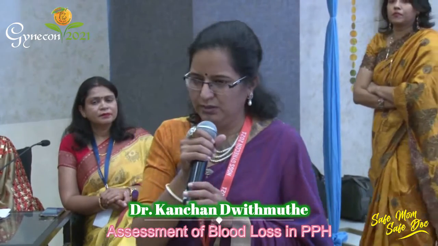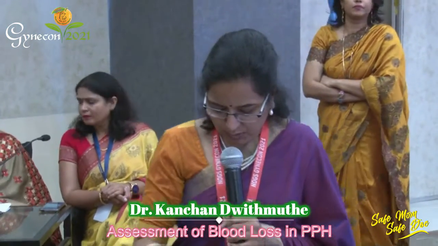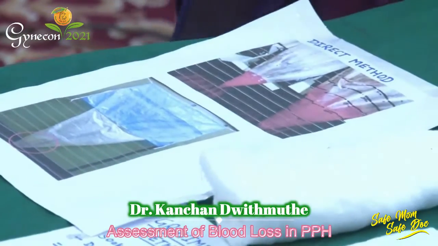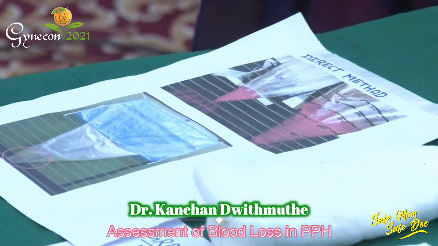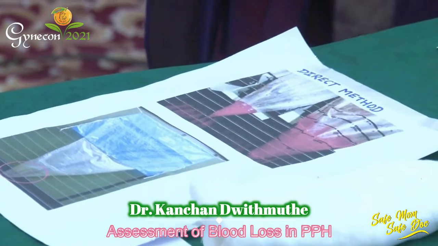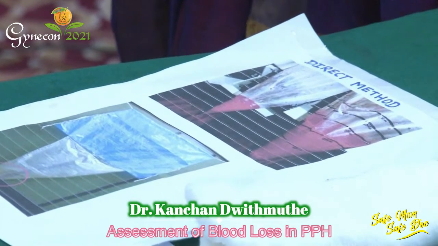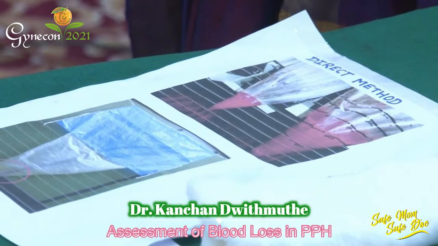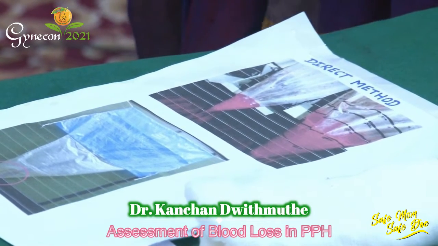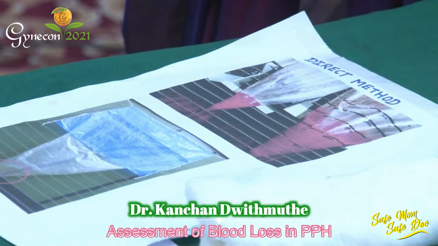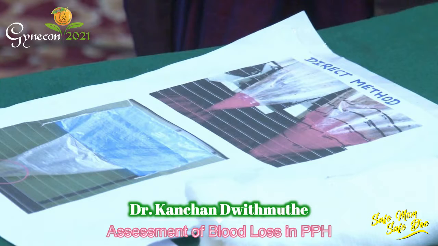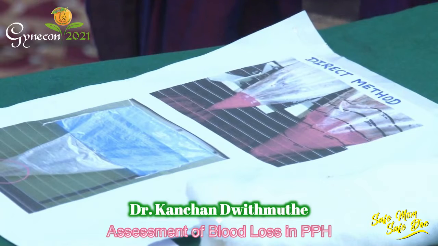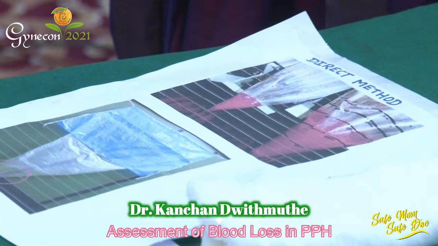First is direct estimation. In direct estimation, we use calibrated drapes, plastic drapes. These are calibrated, and we will put them under the buttocks in a normal delivery, but that should be put before the delivery of the placenta, and that will collect all the blood. It will also collect the amniotic fluid and urine, and while calculating the blood loss, we have to subtract that amount, and that will give the exact amount of blood loss during vaginal delivery.